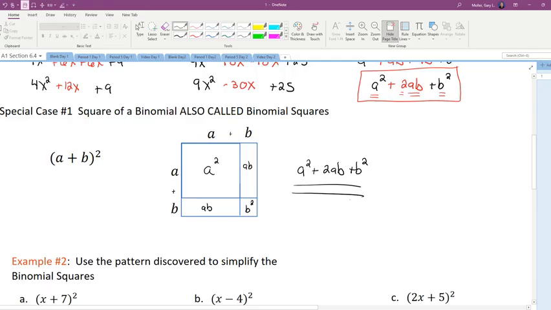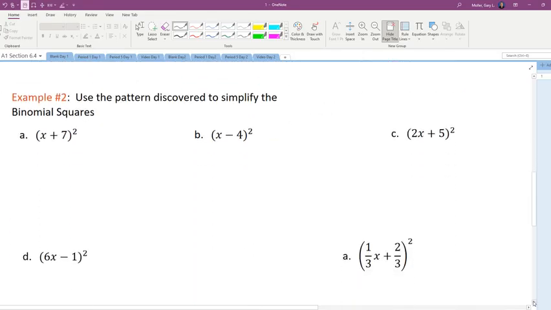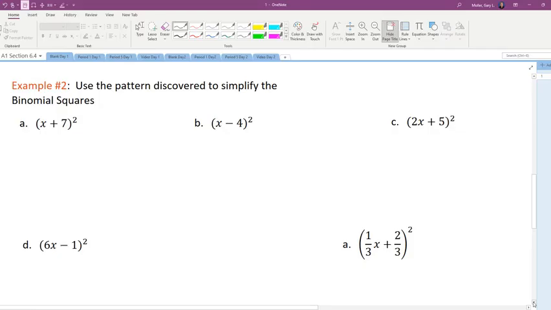The danger for those of you who do not pay attention or notice details is you are going to bypass everything we just showed you, and you're just going to try to square both pieces and walk away. And that is absolutely wrong. Okay? So do not fall into that trap. Do not be that kid. Let's go ahead and practice this with some examples. And I would like you to use the pattern we discovered. Let's save ourselves some time.